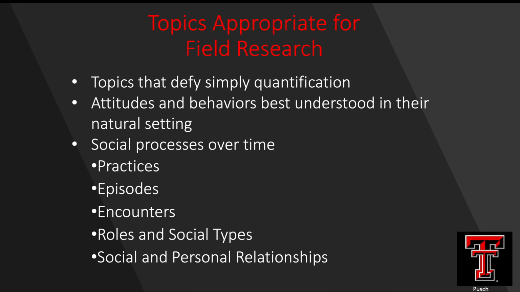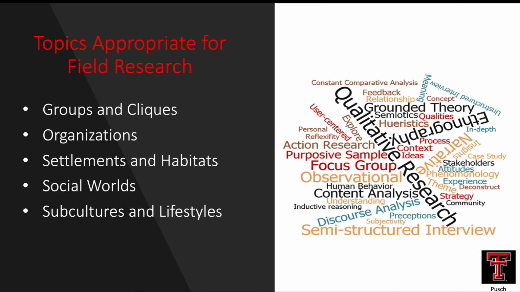Social processes over time is another good topic appropriate for field research. So practices, episodes, encounters, roles and social types, social and personal relationships. Again, it's up to you whether you pick a qualitative or quantitative project, but sometimes the qualitative stuff gets a little bit deeper at what maybe you're looking at. It's really good for exploratory topics if you don't know a lot about something. Some of the topics that we use: groups and cliques, organizations, settlements and habitats, social worlds, subcultures and lifestyle.